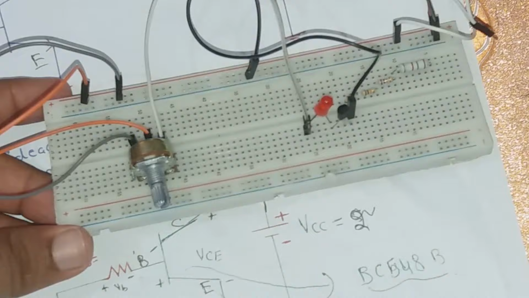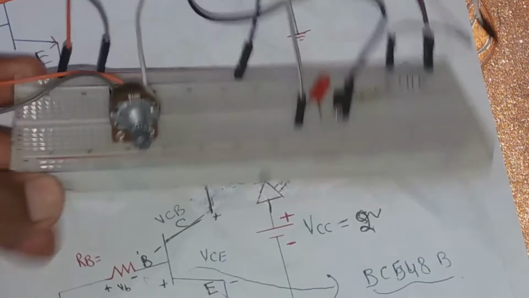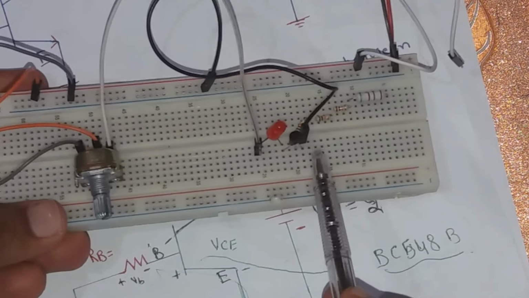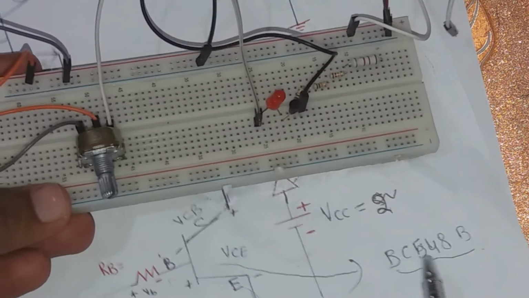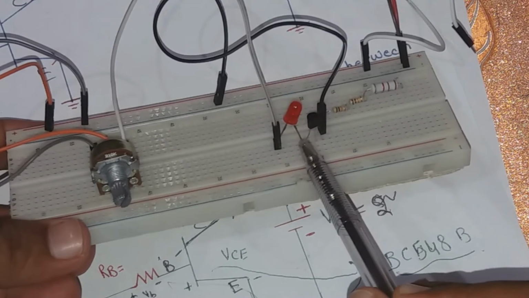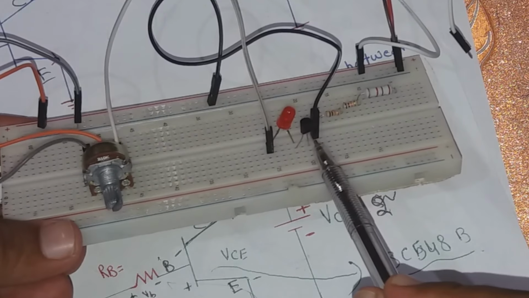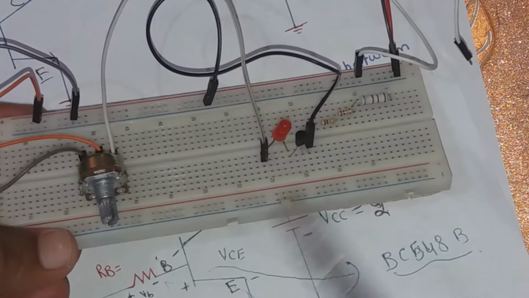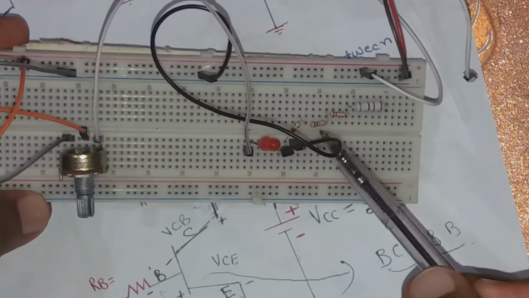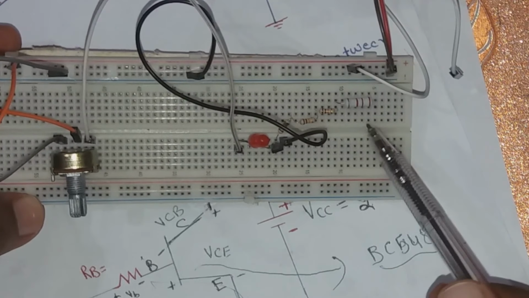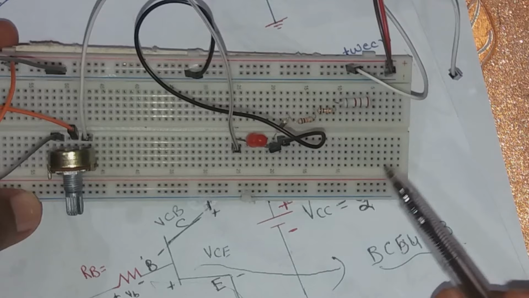So, this is the transistor which is BC548B, and this is basically the collector terminal, this is the base terminal, and this is the emitter terminal. And this is the LED. Right, well, this is the resistor which is connected to the base, and its value is 32.25 kilo ohm.